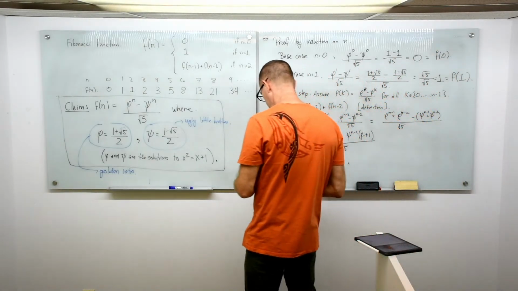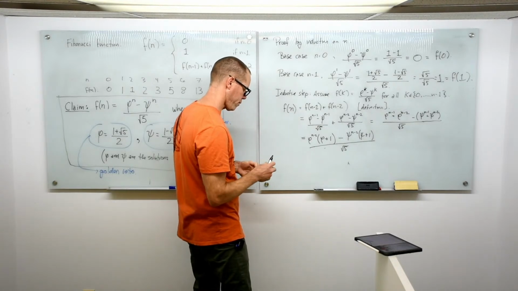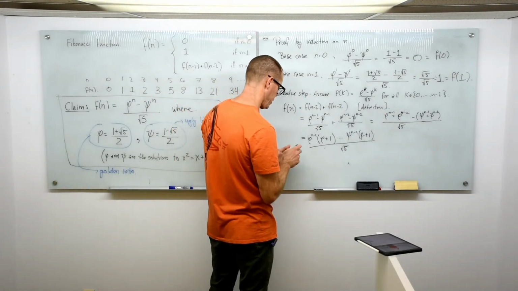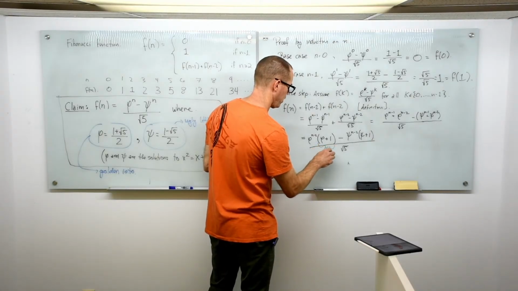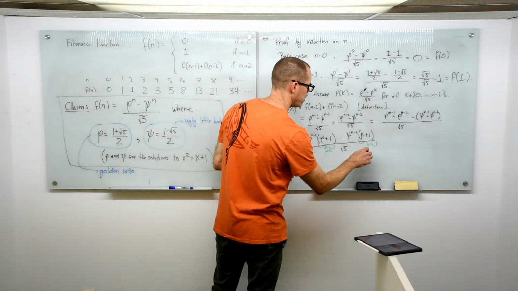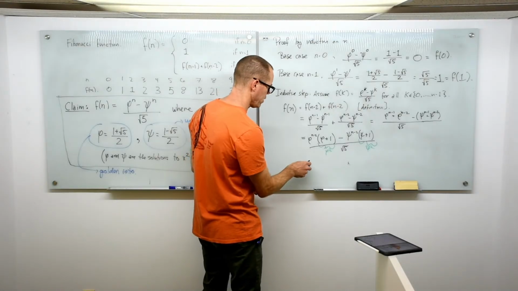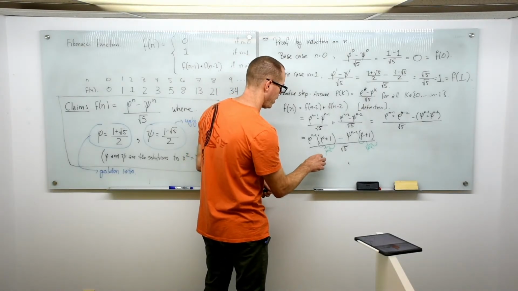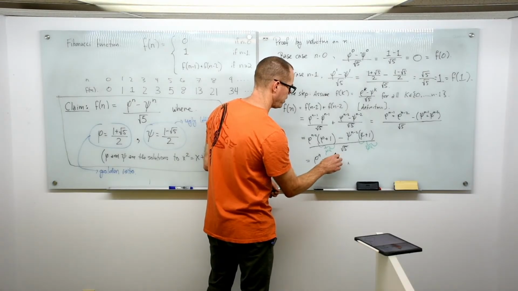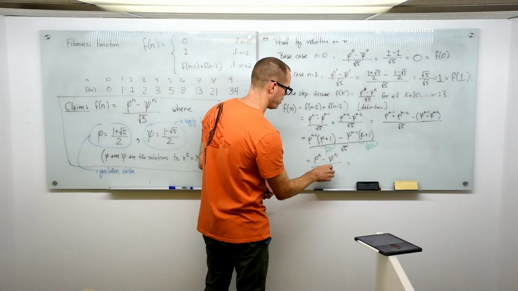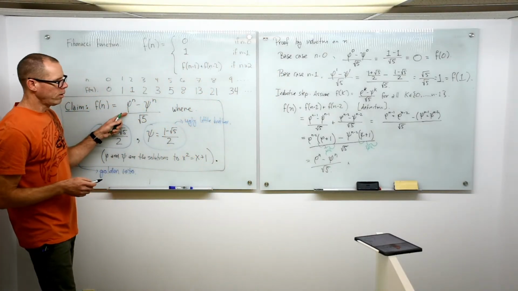But that's it. Now we're done. This thing here is phi squared. This thing here is psi squared. So that means this is phi to the n minus psi to the n divided by square root of 5. And that is exactly what we wanted to prove.